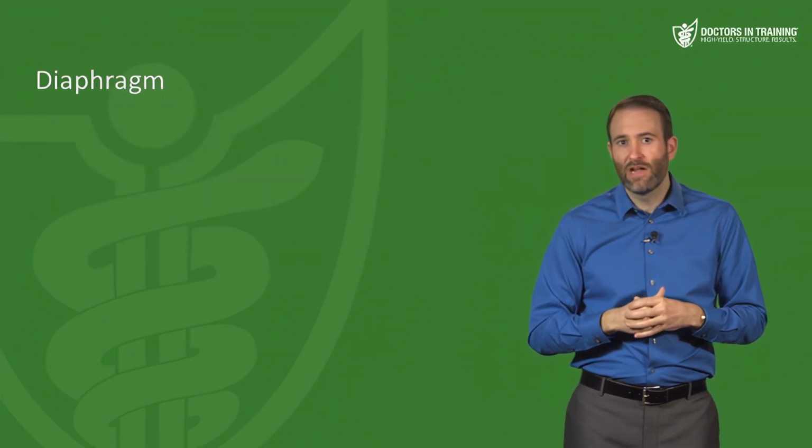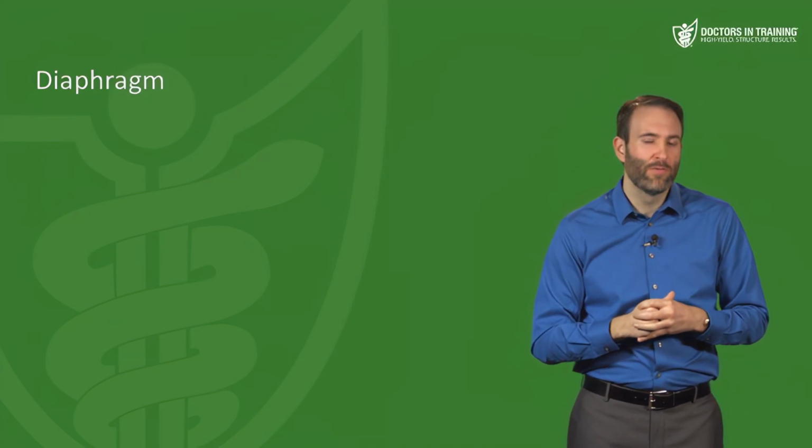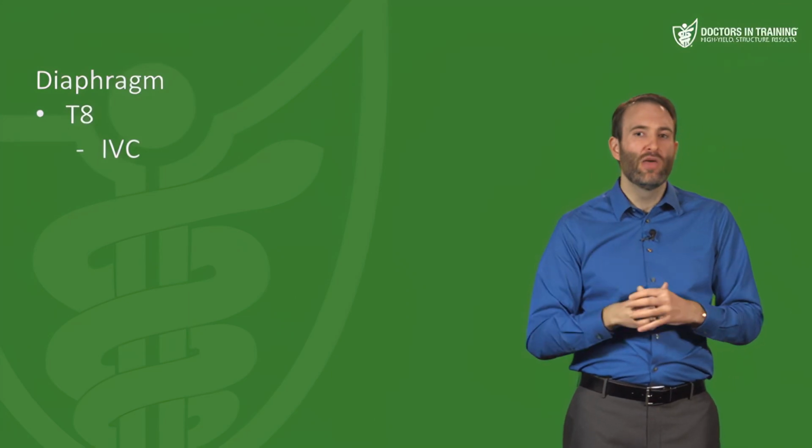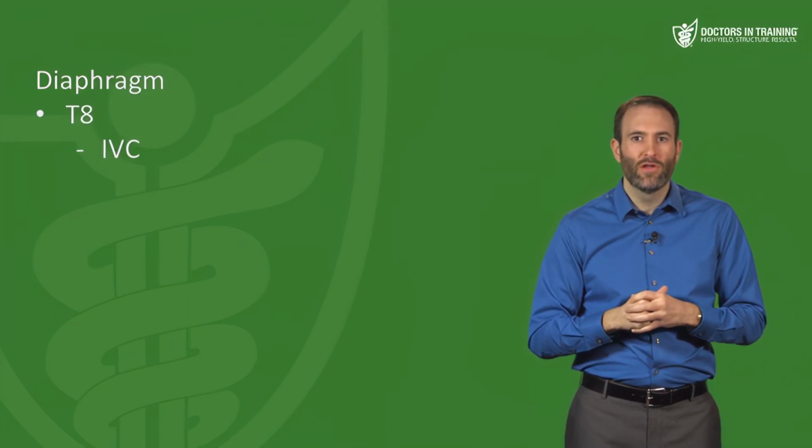Now, the last bit about the diaphragm is what structures traverse the diaphragm and at what level. So the structures that perforate the diaphragm, at T8, you have the IVC going through there, inferior vena cava.